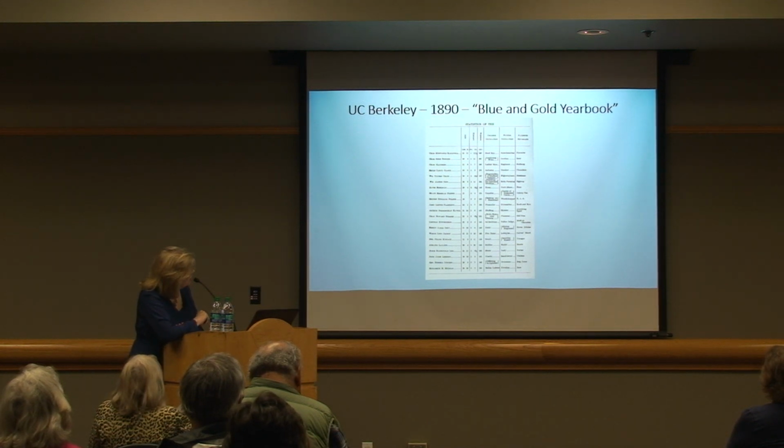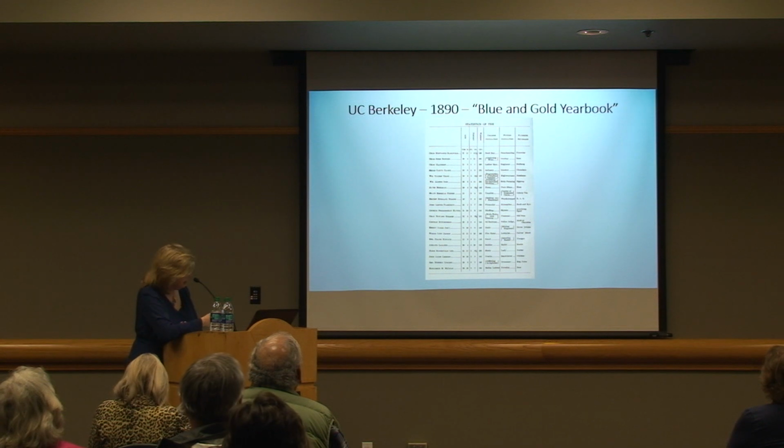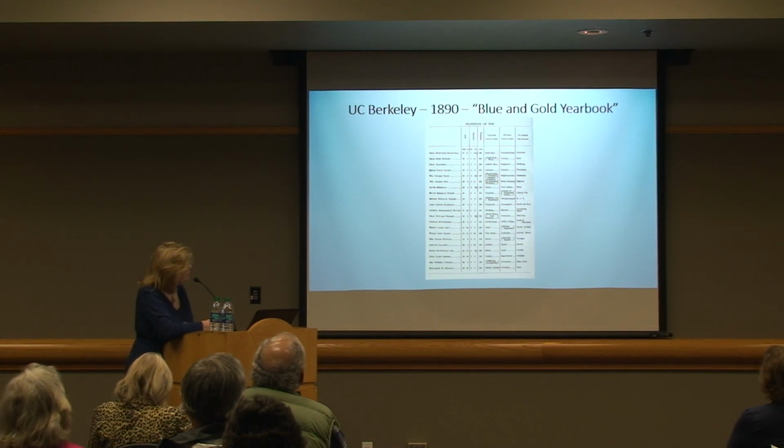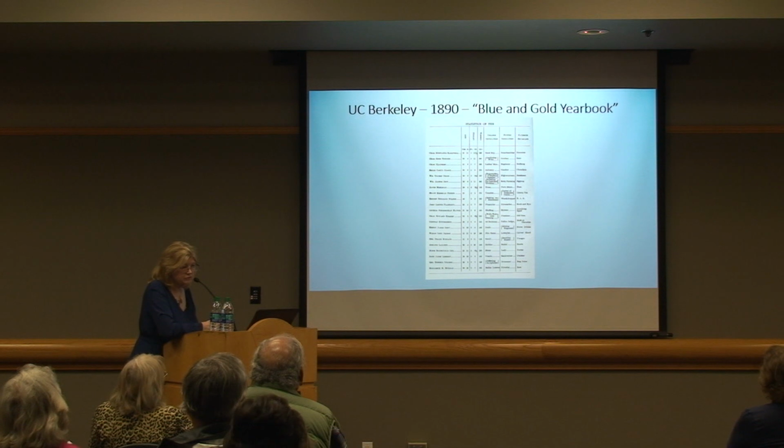Here's an example of the UC Berkeley yearbook for 1890. In it, we have all of the seniors listed. But what's interesting is they will have the age of the senior, both in year and month, and a description. So you can tell how tall somebody was and how much they weighed.